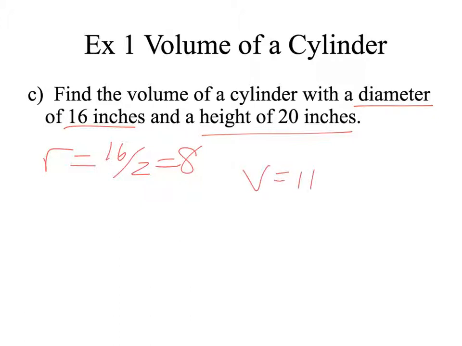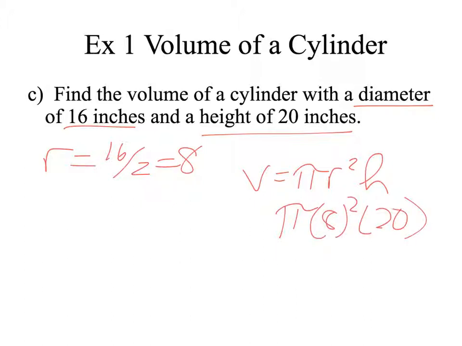So volume is pi r squared h. So pi times 8 squared times my height of 20. And I get a volume for this cylinder of 4,021.24 inches cubed again.